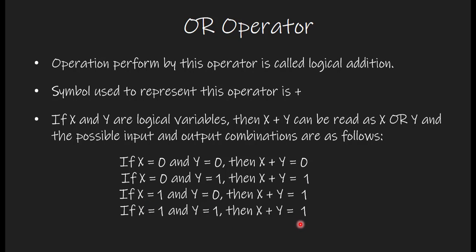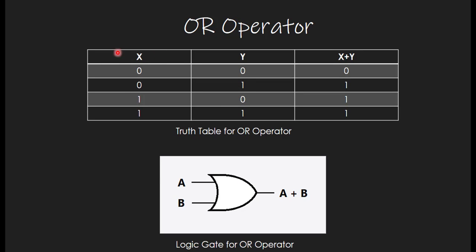So we can say that to get a true output, or one output, from the OR operator, one input must be true, or the value of one logical variable must be 1. Then only can we get a one value from the OR operator. Now this we can also summarize in the form of a table. Such a table is known as a truth table.